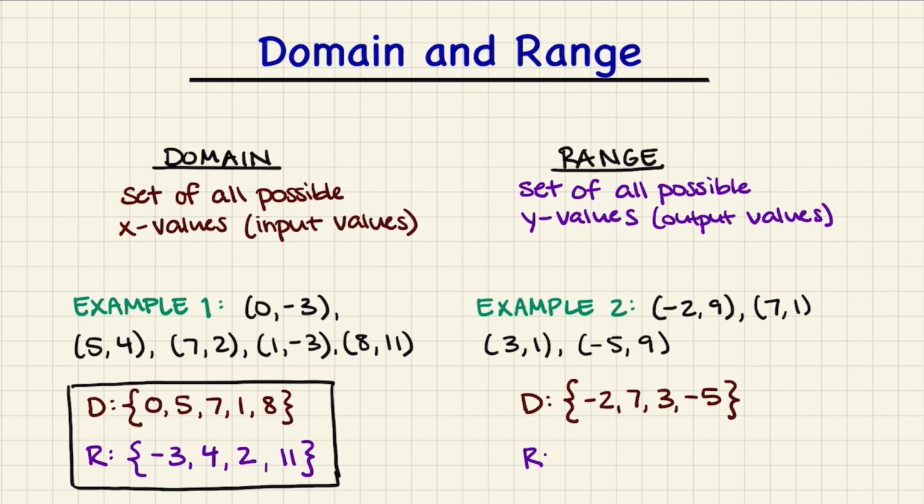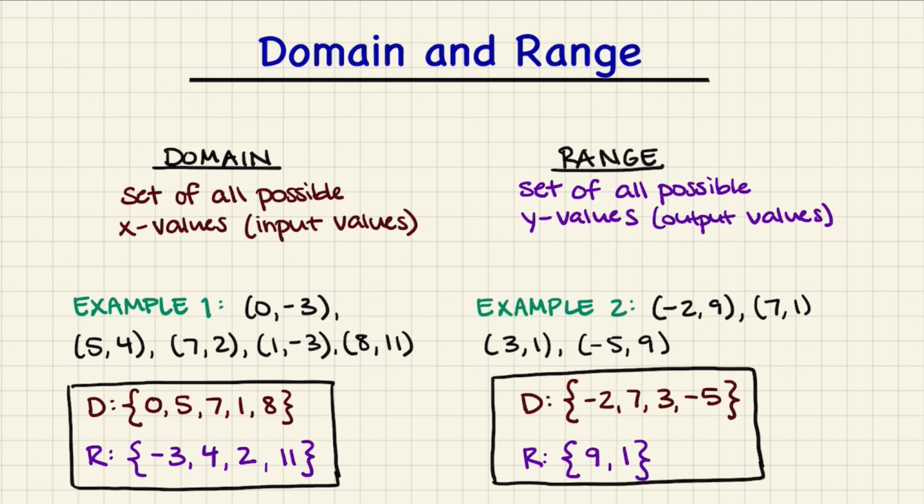And our range is our y values. So we have 9, 1, 1 again, and 9 again. So we only have to list each number once. So curly bracket, 9, 1, and then we have 1 and 9 again, so we are going to close the bracket there. And that is our domain and range for example 2. Okay, let's move on to some more examples.